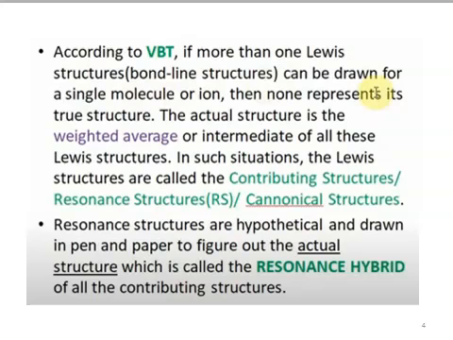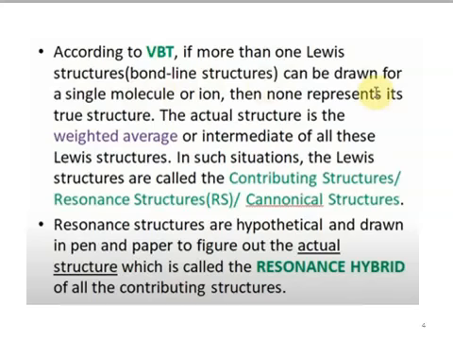Weighted average means that the structure which is more stable will resemble the original structure more, right? So according to VBT, if we draw more than one Lewis structure for a single molecule or an ion, then none of the drawn structures will be the true molecule, and the true molecule or the actual structure will be the weighted average of all the drawn Lewis structures, right?